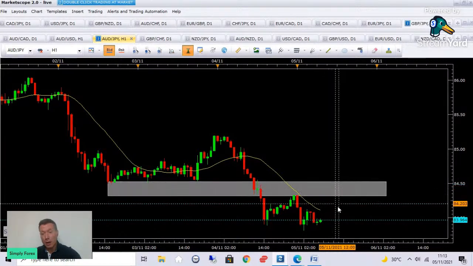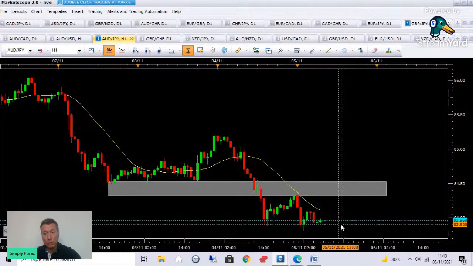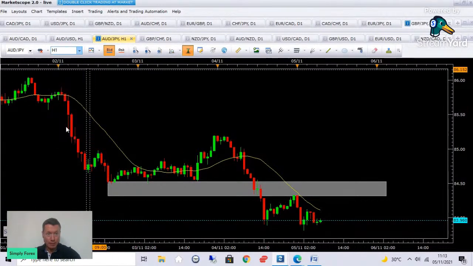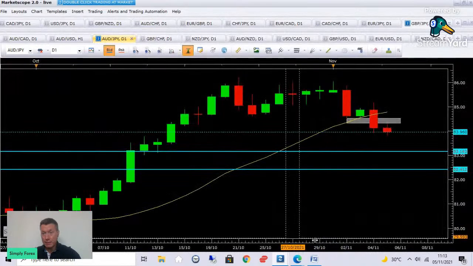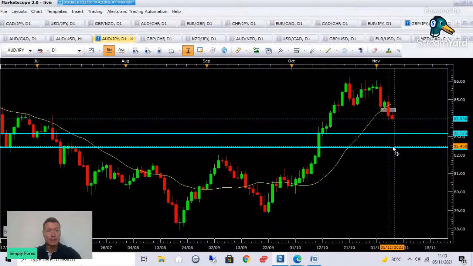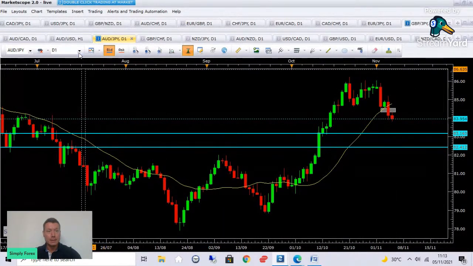Your first target should be back down to the lows, so 83.91. But remember, on the day chart, I do think this currency pair has the potential to move lower, even down to 83.18 or even lower again, guys. But we like Aussie dollar yen short. Okay, next one, guys, GBP.